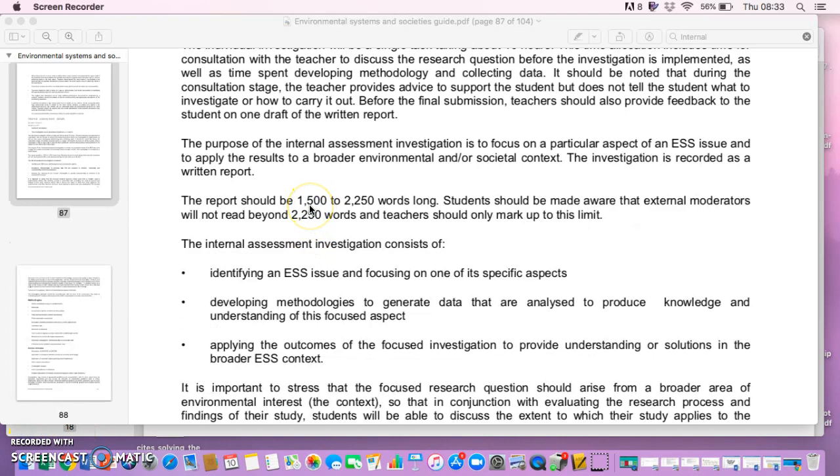All right, so jumping to the next part that people are going to be concerned about is length. It says the report should be 1,500 to 2,250 words long, and the external moderators will actually stop reading at the 2,250 mark, so you need to make sure that it doesn't go beyond that limit. Okay, so keep it there.